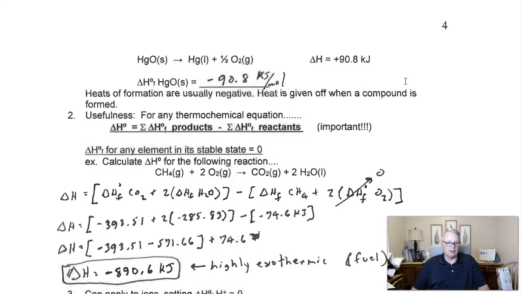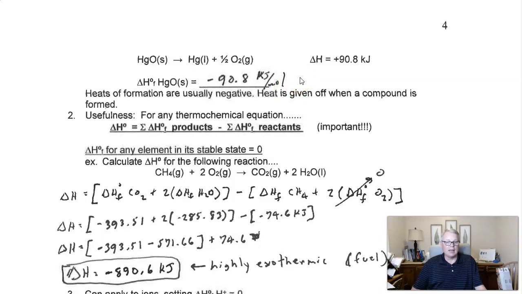Why? Well, remember, heat of formation is when you form 1 mole of a compound from its elements in their stable states. All right, here I'm decomposing. What I'm really interested in is the opposite equation: mercury plus a half a mole of O2 gives me mercury oxide. See, this reverse equation, wouldn't that be forming 1 mole of mercury oxide from its elements in their stable states? All right, well, if I want the reverse equation, what would the delta H for that be? Well, remember, flip the equation around, change the sign, and that's why it's negative 90.8 kilojoules per mole. All right, and that's where you get it from.